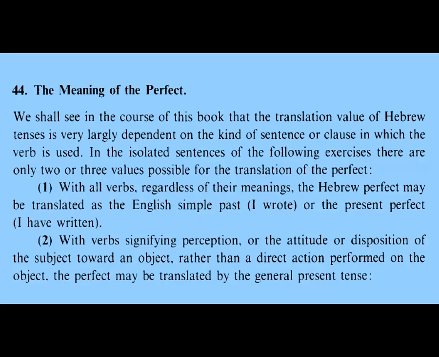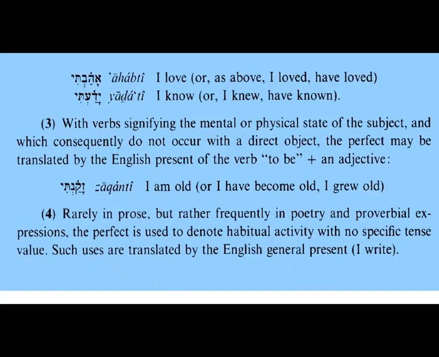Number two is verbs signifying perception or the attitude or disposition of the subject toward an object, rather than direct action performed on the object. The perfect may be translated by the general present tense, such as ahavti, I love, or as above, I loved or have loved. But that can be in the present tense. And yadati, I know, or I knew, or have known. And so that again can be present.